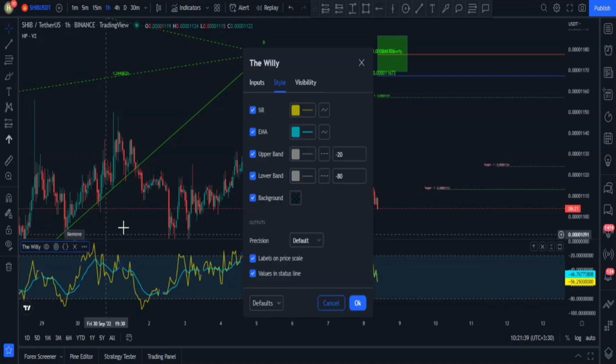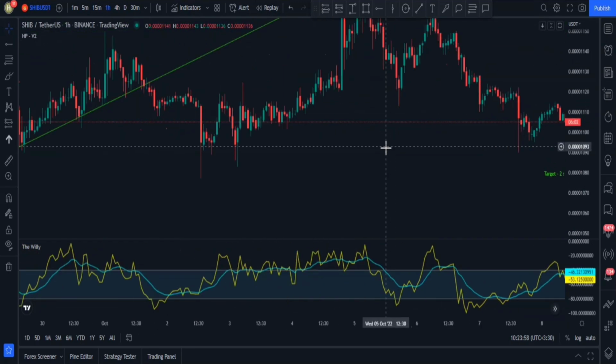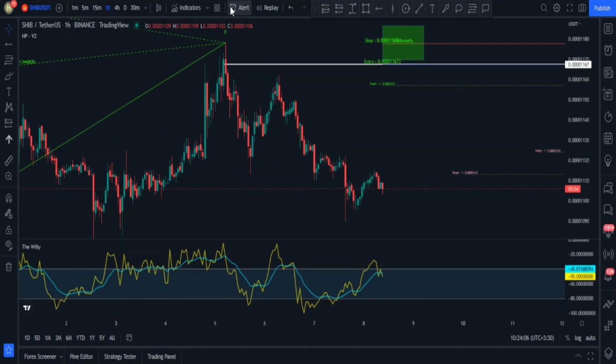Now from the settings of Williams %R, in the style section, we set the upper band to -40 and change the display method to solid line. We don't need to change any other option in the inputs. Okay, now the Williams indicator is ready and we can get confirmation using it for this strategy.